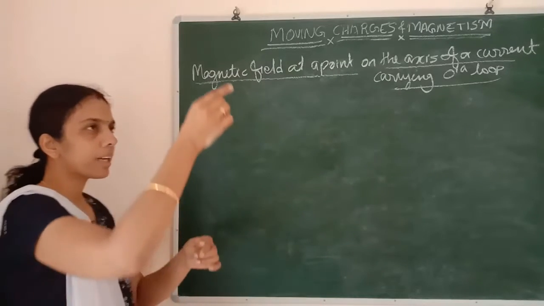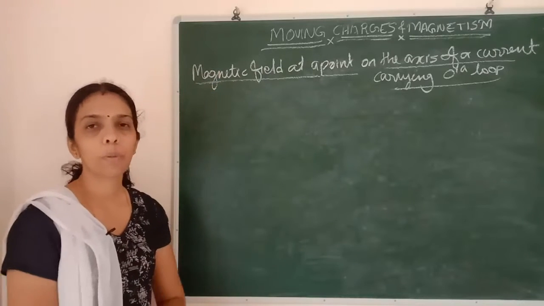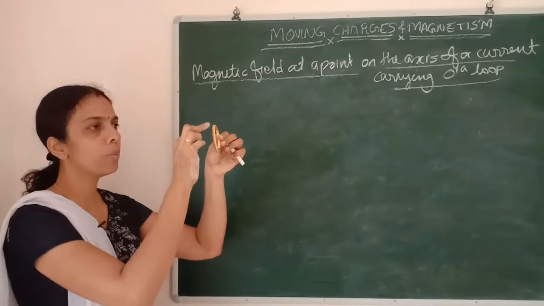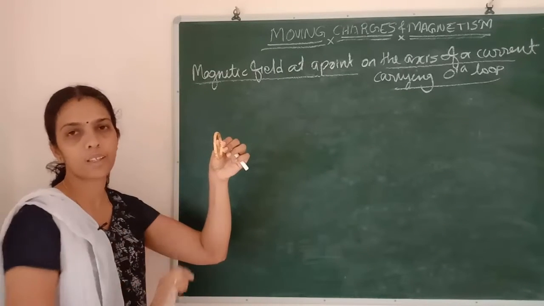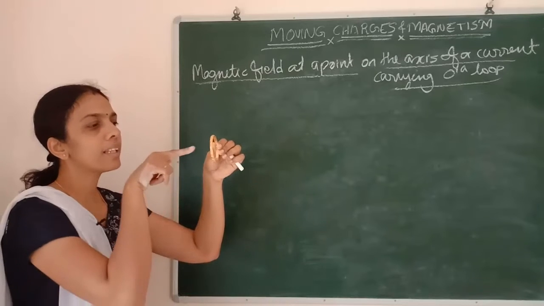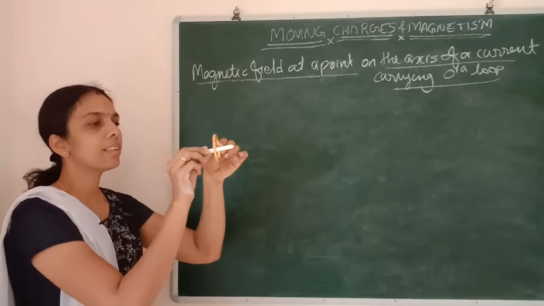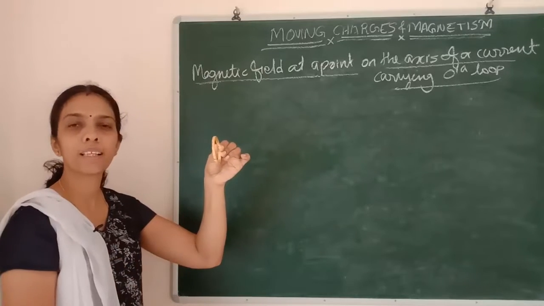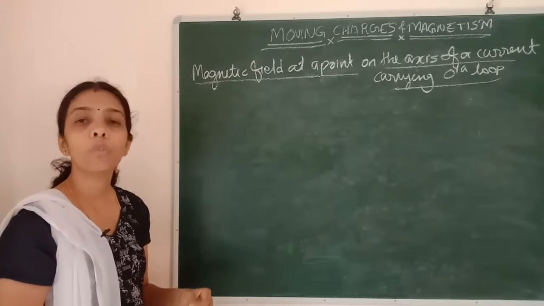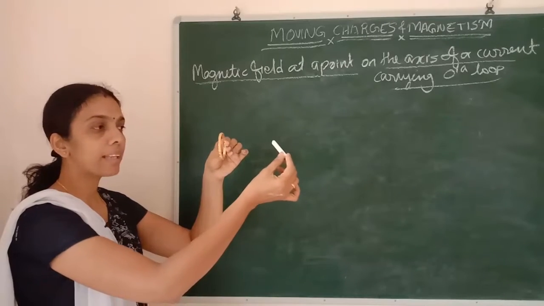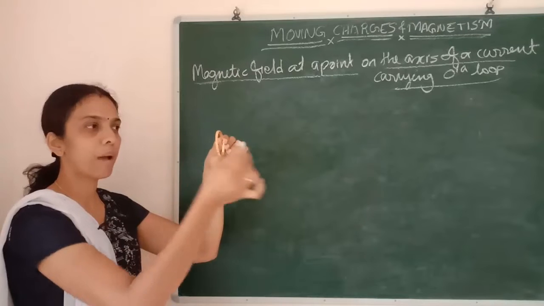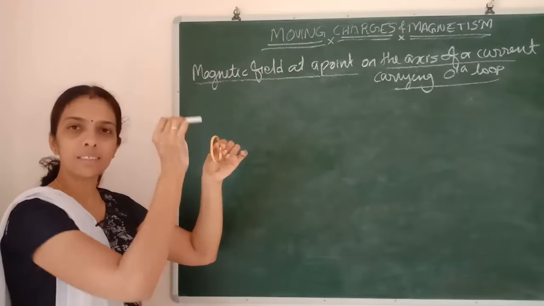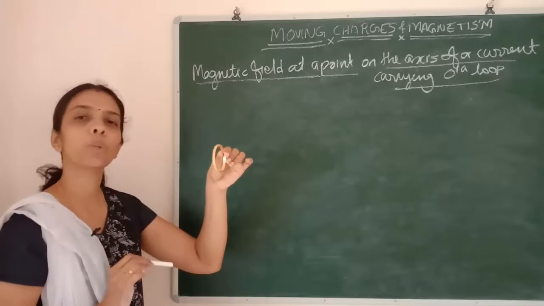Suppose I am considering a circular loop like this, and current is passing through this circular loop, and I am considering a point on the axis. See, this is the axis of the circular loop. Here I am considering a point P. Then what will be the magnetic field at this point because of the current of this circular loop? That one we are going to find out.